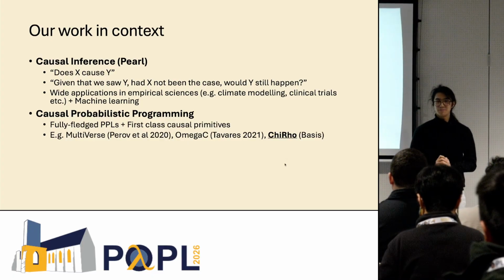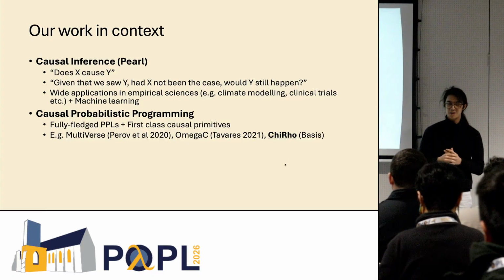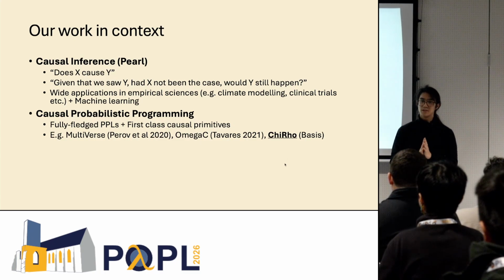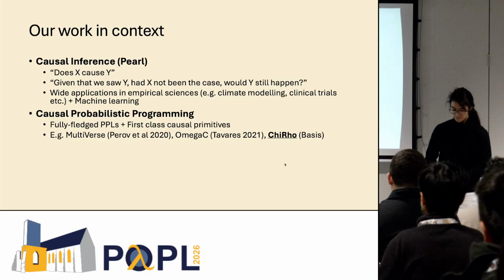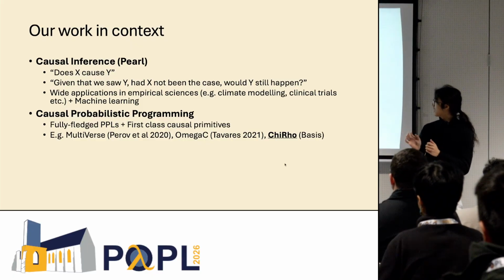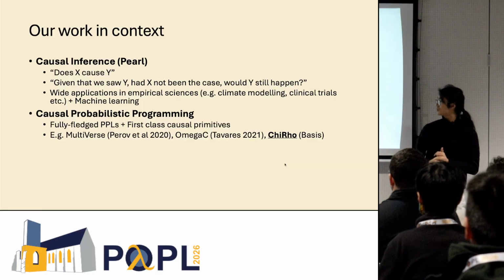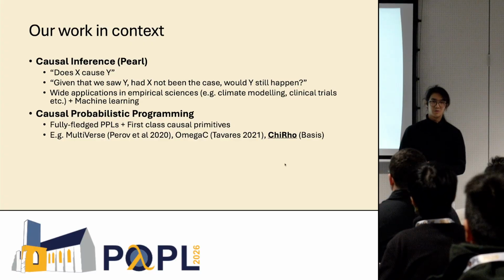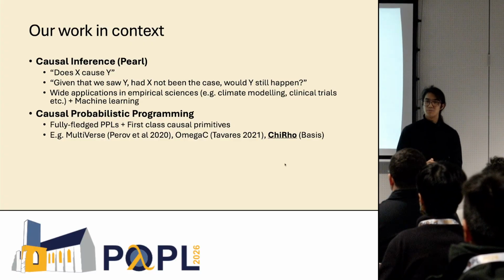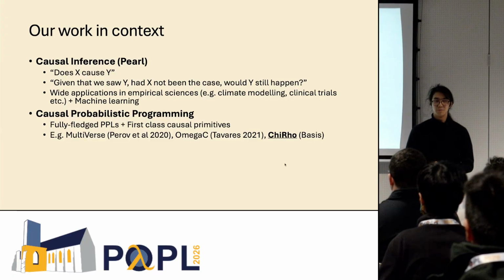Causal probabilistic programming is this programming paradigm that's developed quite recently, which involves extending a fully fledged probabilistic programming language with first-class causal primitives. So the idea is then to be able to perform causal inference on general probabilistic programs. There's a couple of examples of languages that meet this description, including Multiverse, Omega C, as well as ChiRho, which is the one we're going to focus on today. It's this Python library developed by Basis that I think was also mentioned briefly in the industry talk.